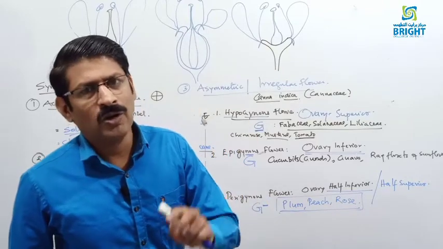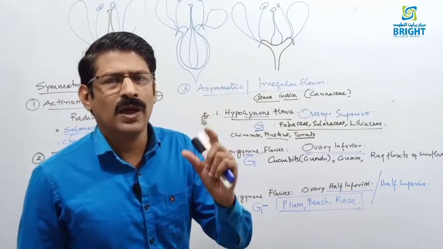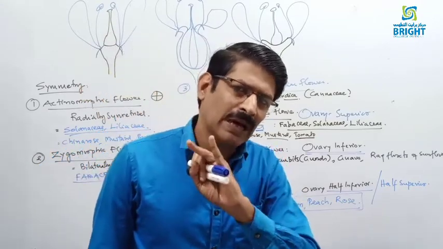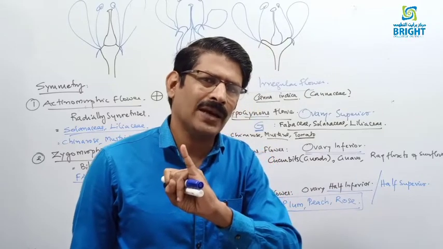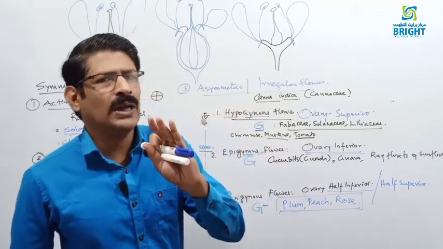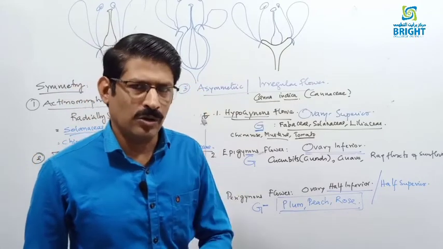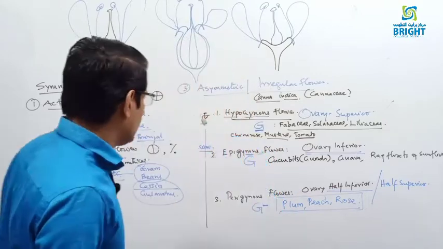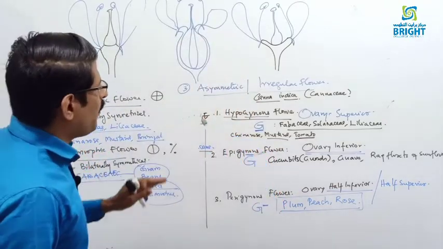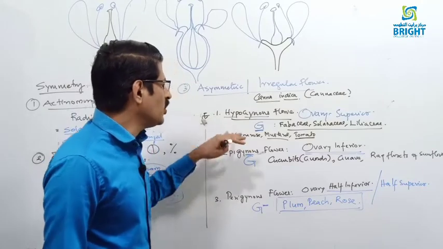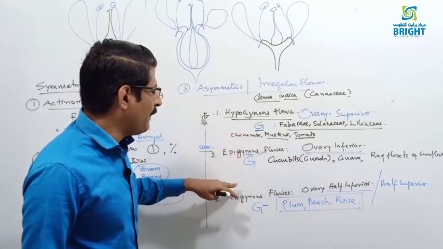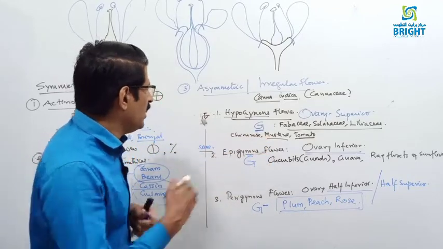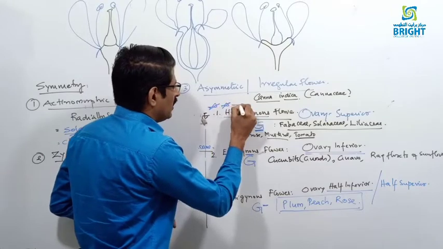And the flower can be divided into three different types on the basis of the number of appendages in the whorl: trimerous, tetramerous and pentamerous. Trimerous is a characteristic feature of monocots, and tetramerous and pentamerous is a characteristic feature of dicots. And we have studied different families belonging to pentamerous, trimerous and tetramerous. And on the basis of the position of gynoecium, the flower can be divided into hypogynous, perigynous and epigynous, that is superior, inferior or half inferior ovary, and it is very important for our NEET examination.